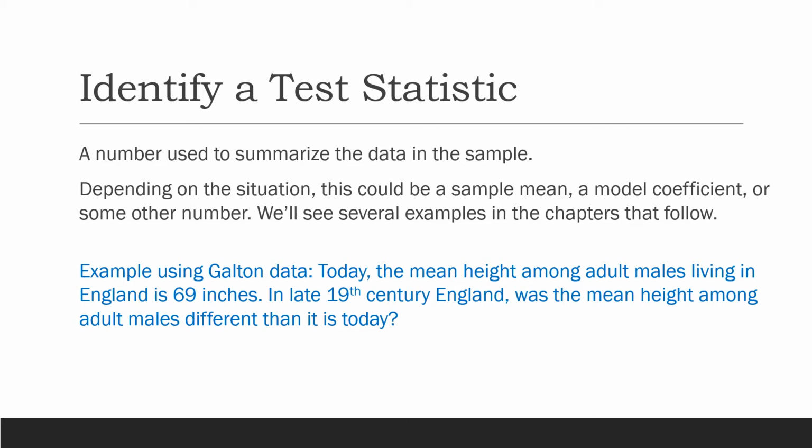For our example, since our hypotheses are about the mean height among adult males in 19th century England, and Galton's data was a sample from that group, it makes sense that we might try using a test statistic as the sample mean in the Galton data. And the mean height among the males in the Galton data was 69.23 inches tall.